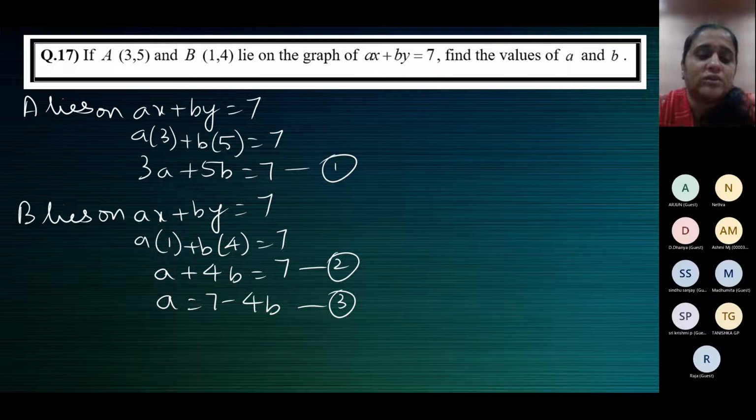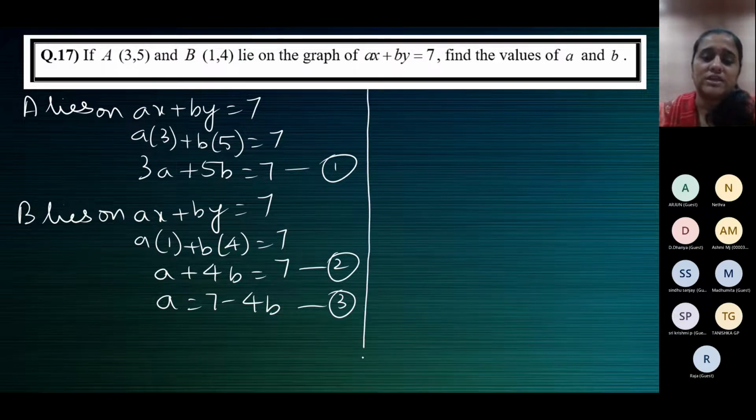So I've written a is equal to 7 minus 4b. Using the second equation, I have written a in terms of b. A is equal to 7 minus 4b. Now you have got 3 from which equation? You have got 3 from which equation? 1 or 2?